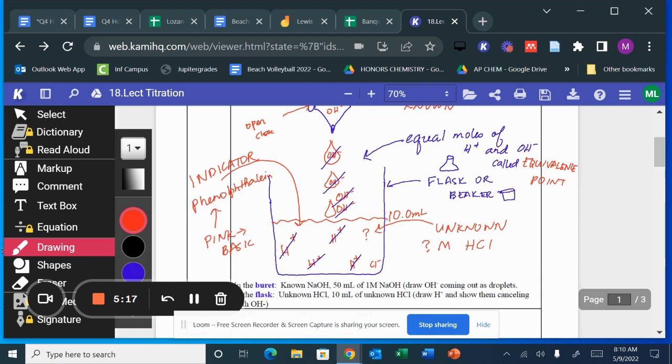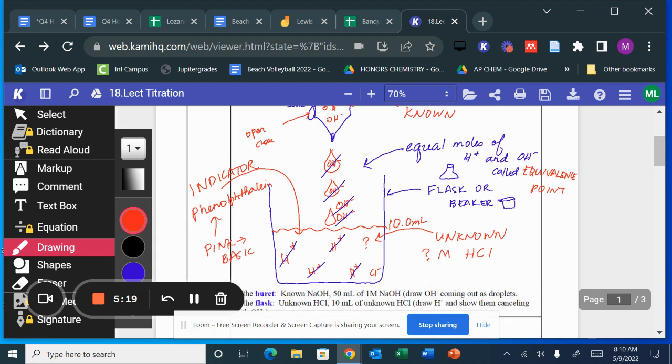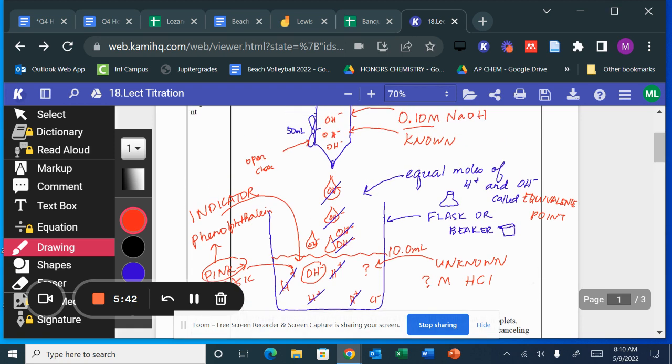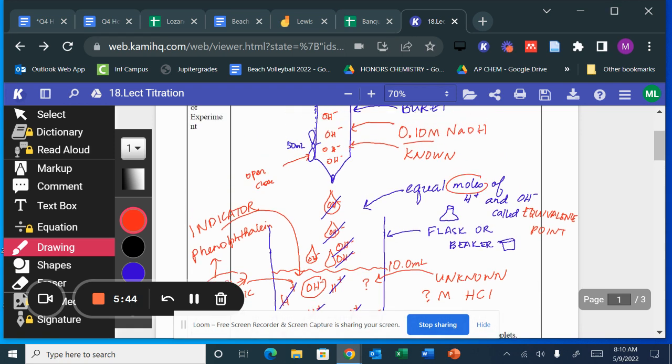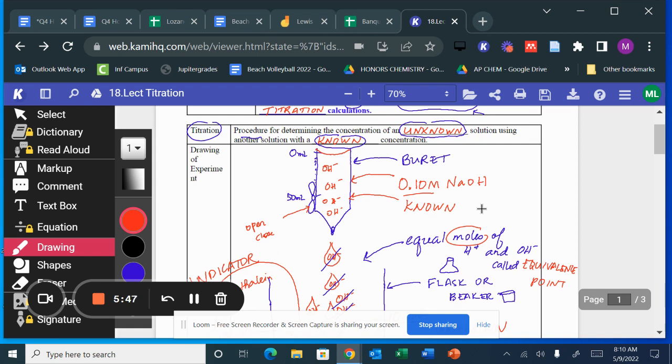Okay, so what happens is if you just add one more drop of OH minus, then you're going to have an OH minus here. Because it's now basic, the solution will turn pink because you put an indicator. As soon as it turns pink, you stop adding the hydroxide. Okay, so that tells you that you have equal amounts of the moles. Equal moles.